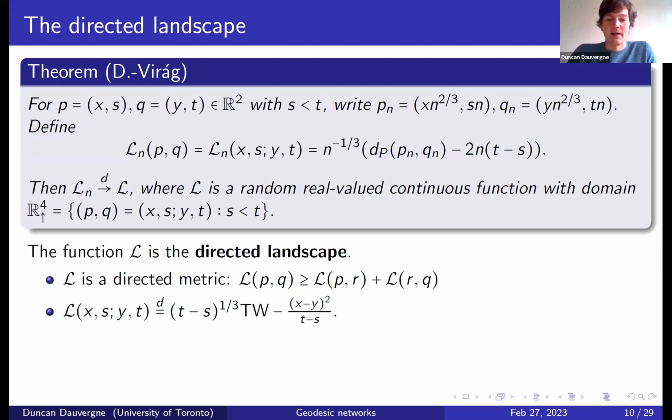So many of the marginals of L have exact formulas. This is the most well-known of the formulas. If you pick a particular point, or a particular pair of points, (x, s; y, t), then the law of this is a shifted and rescaled Tracy-Widom GUE random variable, coming out of random matrix theory.